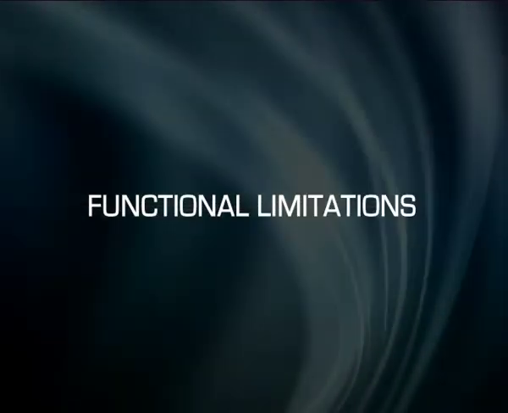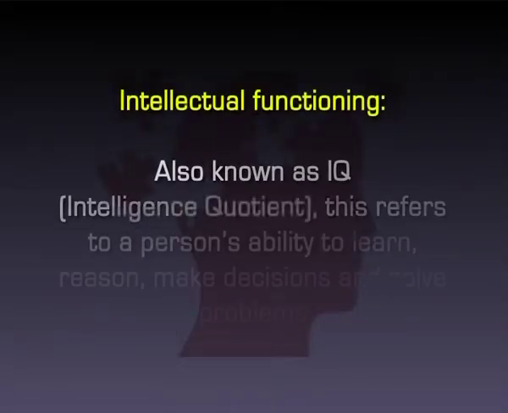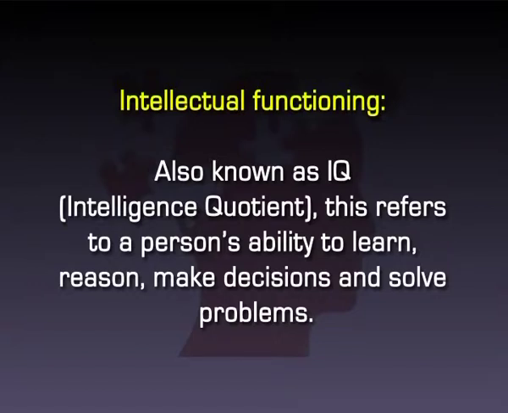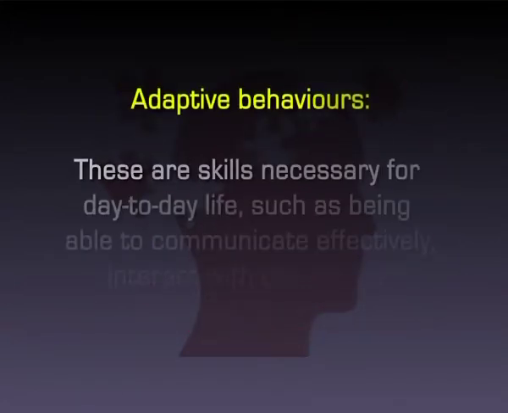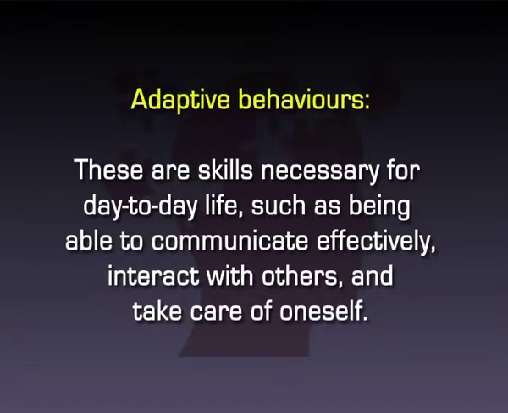Its functional limitations are: a person with intellectual disability, that is mental retardation, has limitation in two areas. Firstly, intellectual functioning, also known as intelligence quotient. This refers to a person's ability to learn, reason, make decisions, and solve problems. Second, adaptive behaviors. These are skills necessary for day-to-day life, such as being able to communicate effectively, interact with others, and take care of oneself. Children with intellectual disability learn more slowly than a typical child. People with severe or profound intellectual disability need more intensive support and supervision their entire lives.